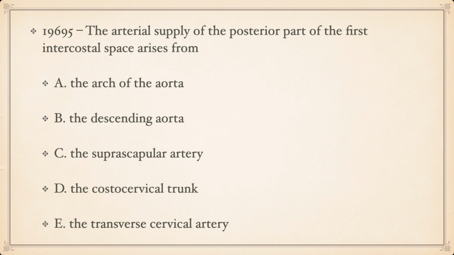The answer to this question is D. It is the costocervical trunk. Remember that the first 2 ribs are the exception to the rule. The rest of the intercostal spaces derive their blood supply from their segmental levels, and so they would be coming from the descending thoracic aorta. And then, of course, anteriorly they come from the intercostal branches of the left internal thoracic artery, also known as the left internal mammary artery, and a very important structure for cardiothoracic surgery. So going back to this question, the posterior part of the first 2 intercostal spaces comes from D, the costocervical trunk. They've mentioned the first, so we'll go with that.